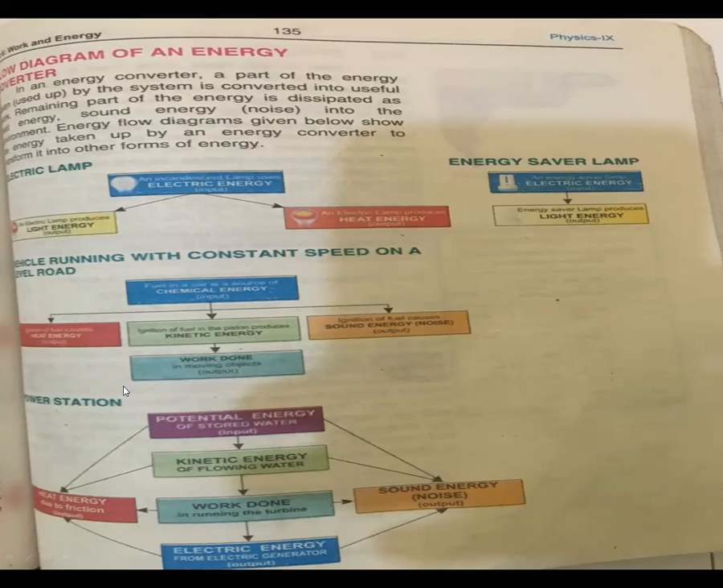The last one is power stations. In power stations, potential energy is stored in the water. In power stations, the water is at some height, so it has potential energy stored in it. When the water is moving, falling from a height, this potential energy is converted into kinetic energy. This kinetic energy is used to run the turbines. Running the turbines is called the work done.